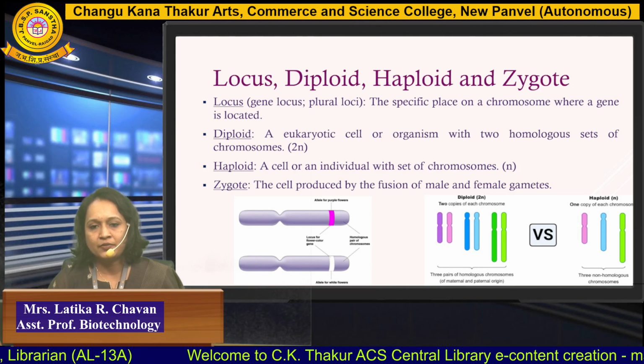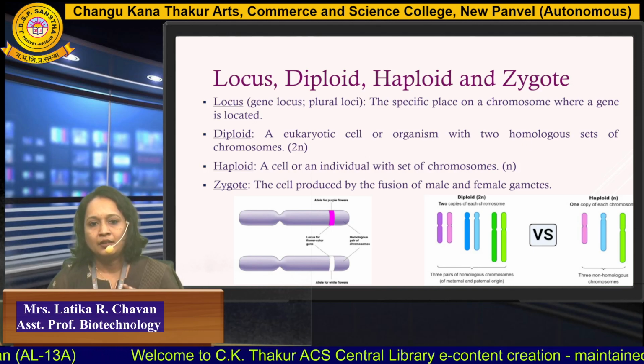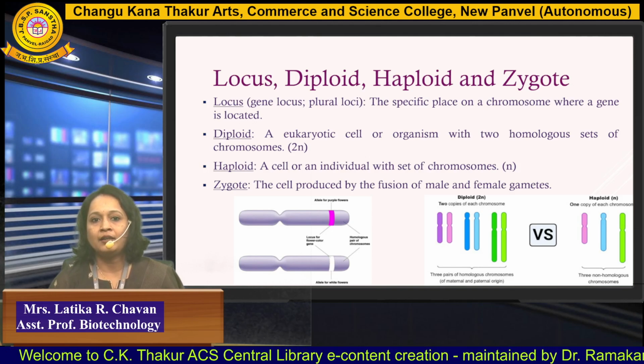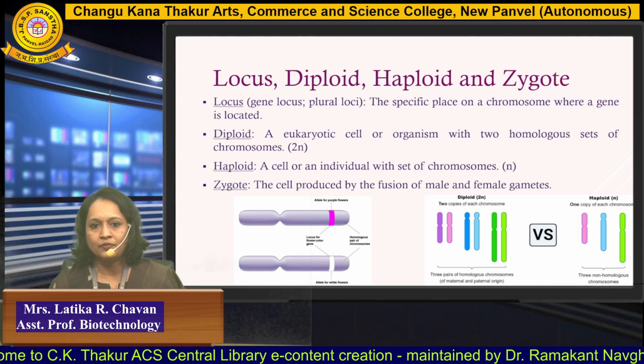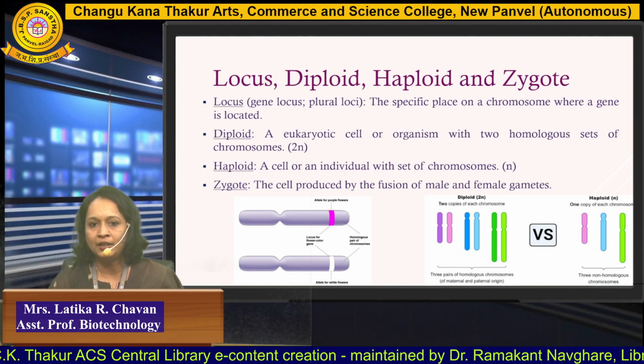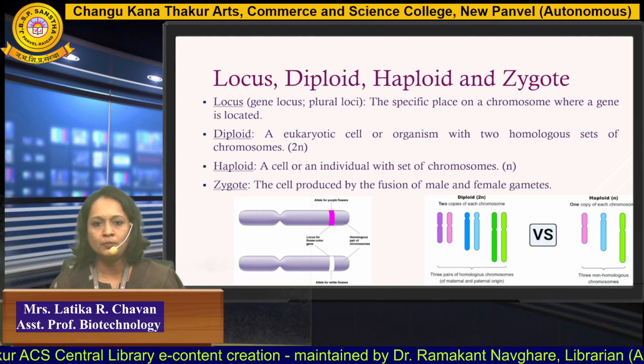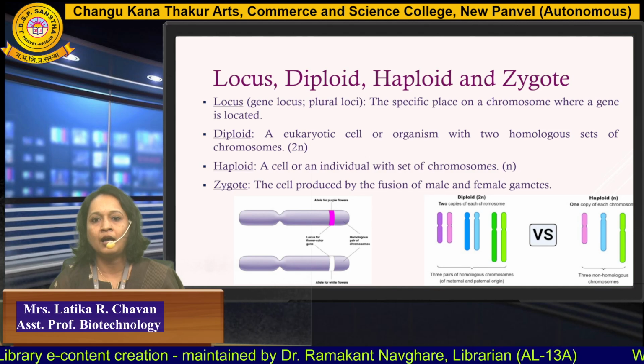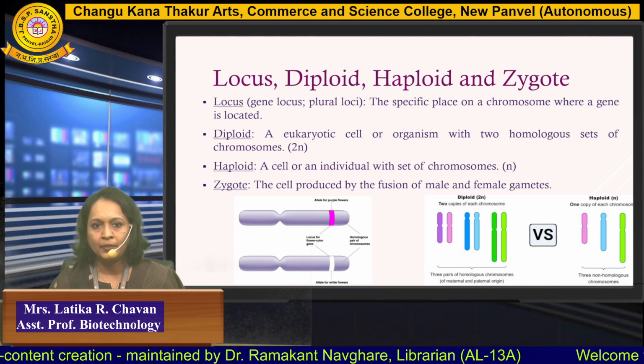Two more concepts which are very easy to understand. I have shown you a chromosome, a specific place where our gene of interest is located, which is shown in a pink color or in a white color in the subsequent chromosome. That is called a locus, a specific place where our gene of interest is located.